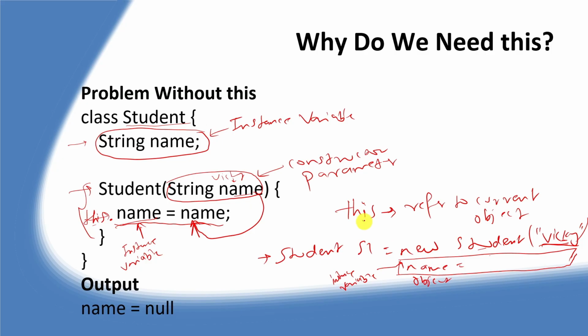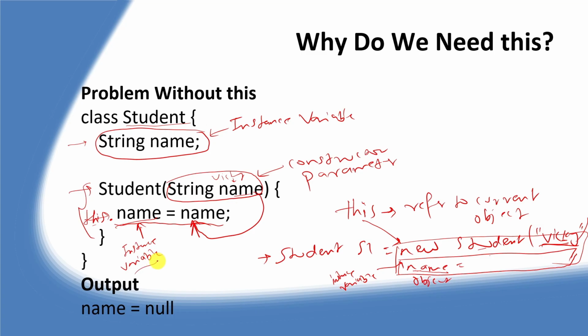Okay, so this will refer to the current object. This will refer to this object. And how do we access the property of an object? Using the dot operator, we have seen. So this means this object and dot name. What is the instance variable of this object? Name. How do we access this? Using this dot name, using the dot operator.